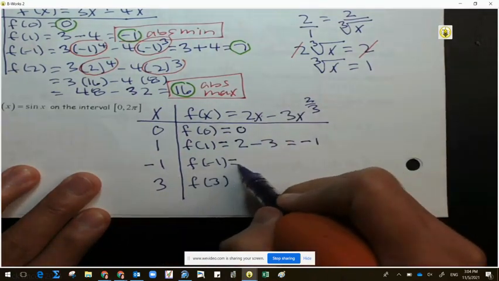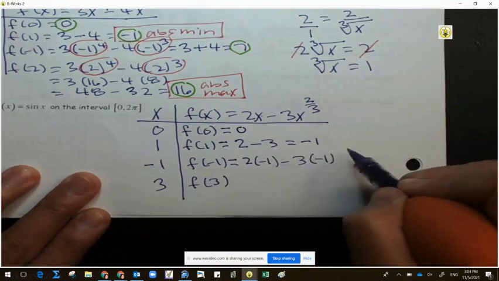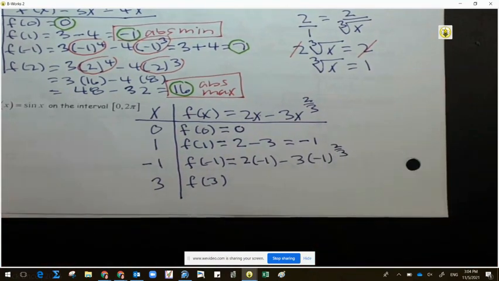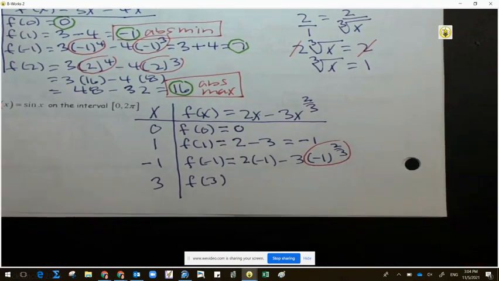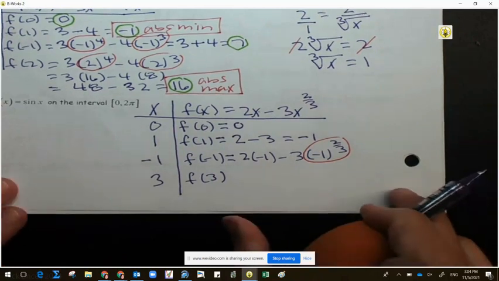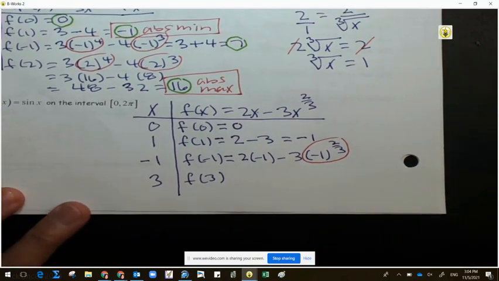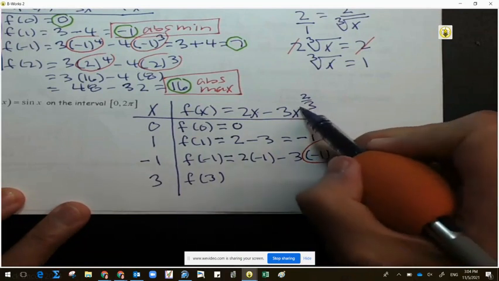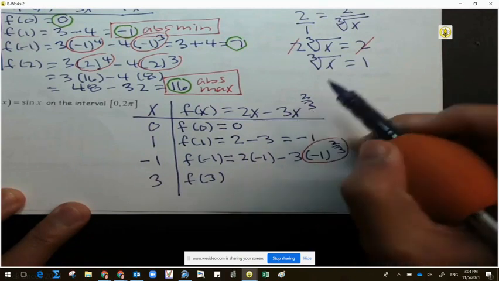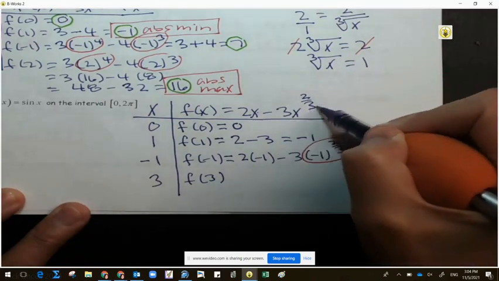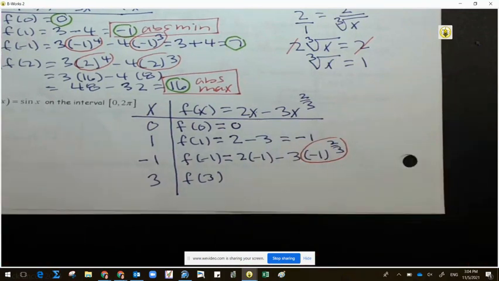For the -1, I want to write out 2 times a -1 minus 3 times a -1 to the 2/3. Because the piece that might be scaring you a little bit is probably right here. Why is it -3? No matter what 1 I put here, as long as it's a positive 1, this whole value becomes 1 still. So -3 times 1 is still itself, -3.